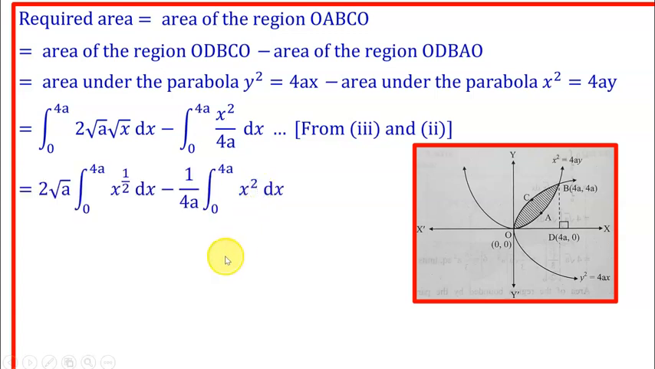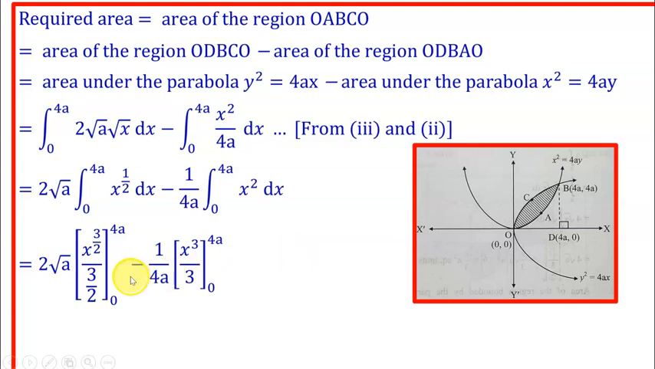Okay, now after simplifying here you will get 2 root a integral 0 to 4a x raised to 1 upon 2 dx minus 1 upon 4a integral 0 to 4a x square dx, and after integrating you will have a 2 root a as it is, x raised to 3 by 2 upon 3 by 2, and the lower limit is 0, upper limit is 4a, minus 1 upon 4a.